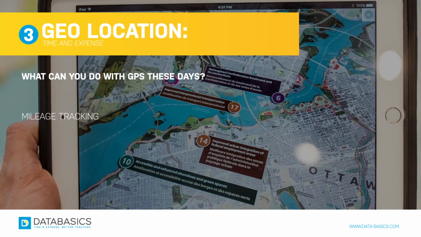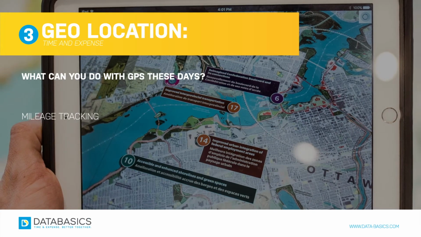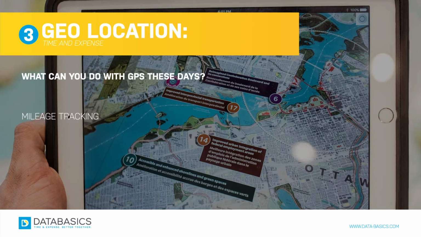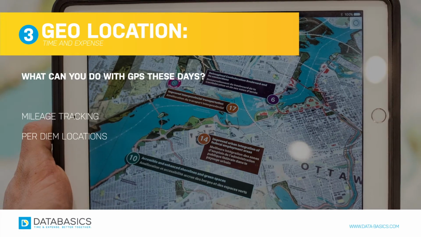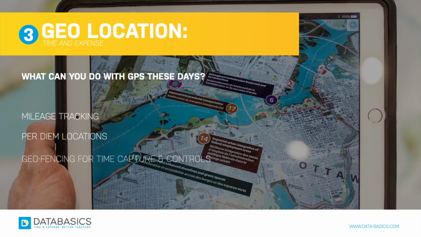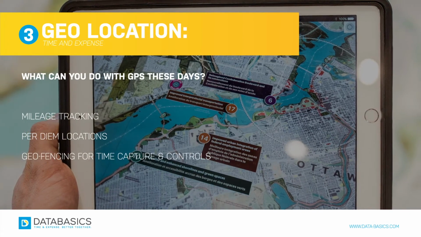But as we look at trend number 3, the focus is on leveraging GPS to not only capture where a user is to record information like per diems for meals and lodging, but to also use that data to enhance time clocks. The days of time clocks are almost obsolete.